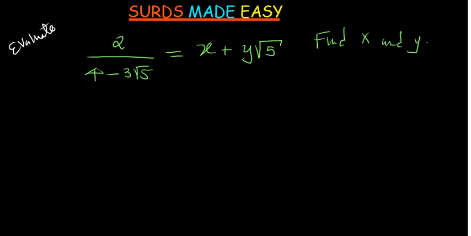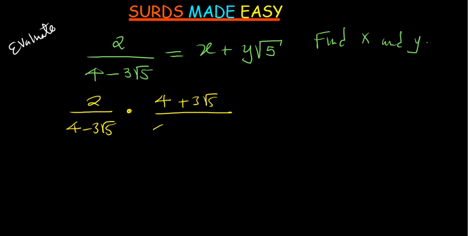So to find the value of x and y, basically what we just do is rationalize the denominator. And then we are going to compare the left hand of the equation with the right hand of the equation. So this is 2 divided by 4 minus 3 root 5. And then we are multiplying that by the conjugate. So just change the sign. Also in the denominator 4 plus 3 root 5. And this is equal to x plus y root 5.